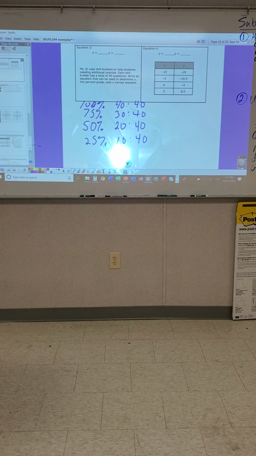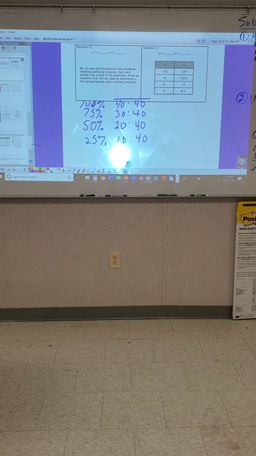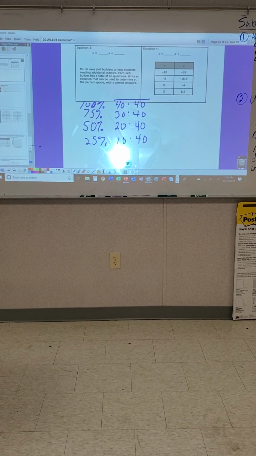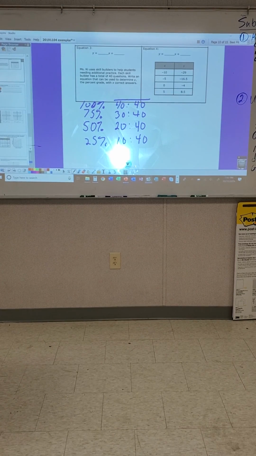Well, let's do this. Let's read our question here again. So write an equation that could be used to determine y, the percent grade, with x the correct answers. Well, if we get 25% correct, it means we answered 10 correctly. So let's do this.